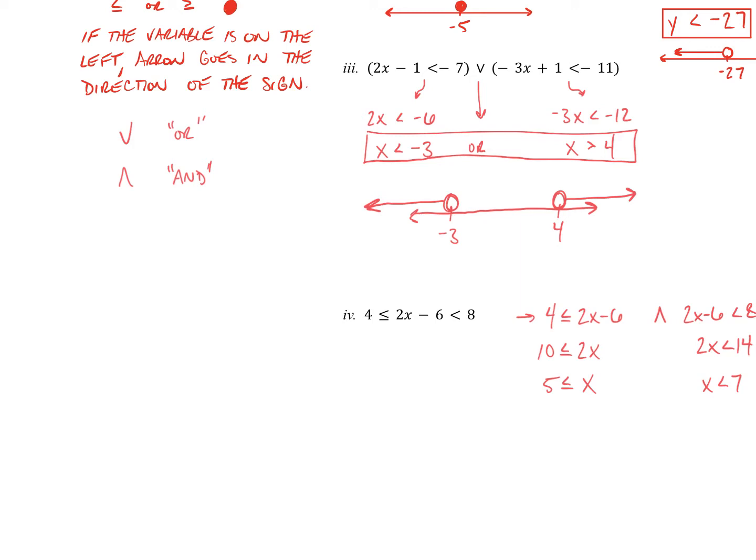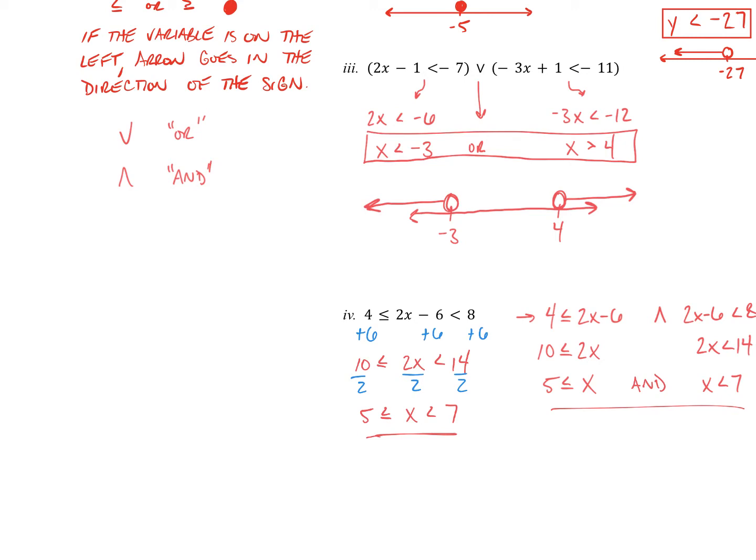So if you did want to save yourself some time, you could do it all right here, as long as you do the same thing to every part of the inequality as you go. And then we could divide by 2. Now this says the same thing that this says. 5 is less than or equal to x and x is less than 7 is the same thing as x is in between 5 and 7, also including 5.